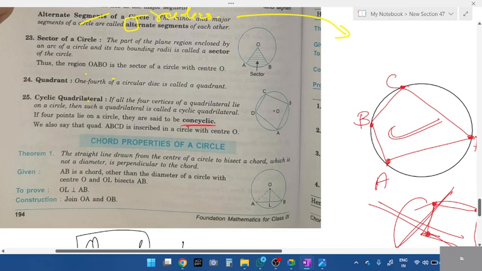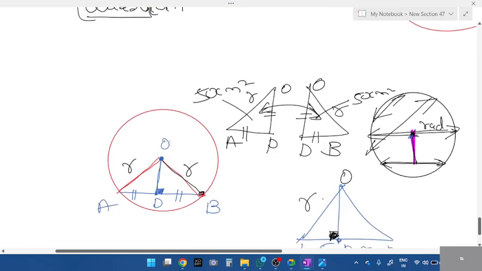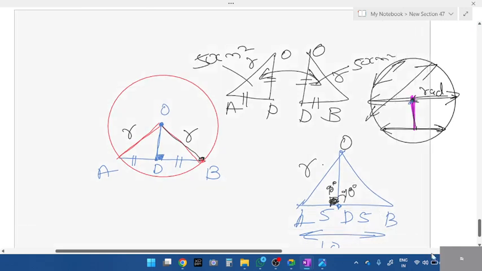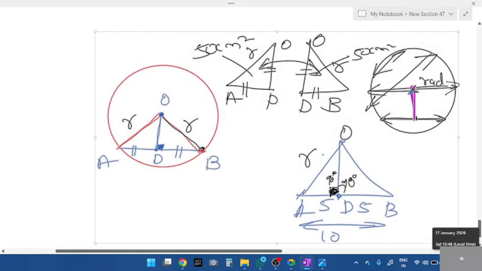Okay, I'll read it out. A straight line drawn from the center of the circle to bisect a chord, bisect meaning to split a chord into two halves, therefore AL will be equal to LB, which is not a diameter, is perpendicular to the chord. So this line is perpendicular, students. The meaning of perpendicular is 90 degrees. 90 degrees is formed.